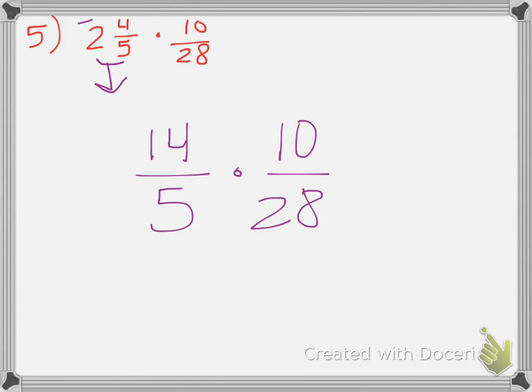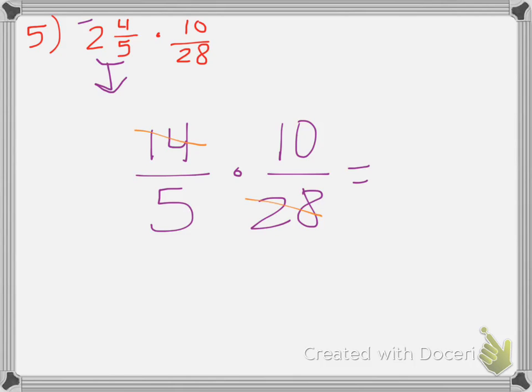And by the way, you don't have to do this cross simplifying. If you don't, what happens is you just get really large numbers over here, and then you have to simplify at the end. Totally fine if you want to do that. I think it's a lot easier to cross-simplify first.